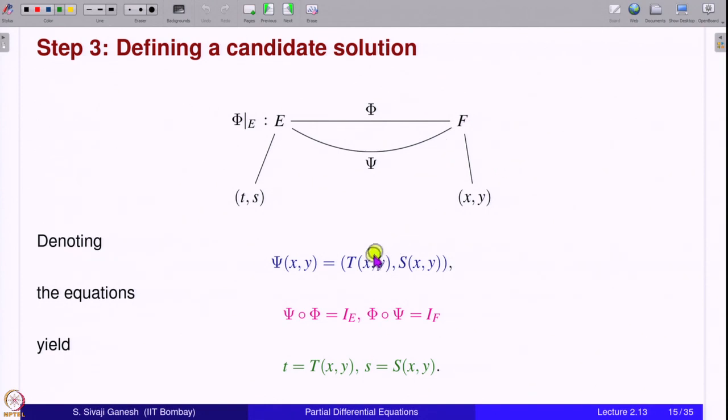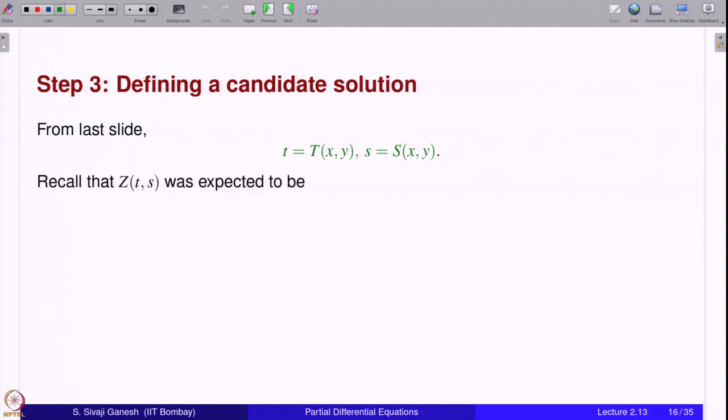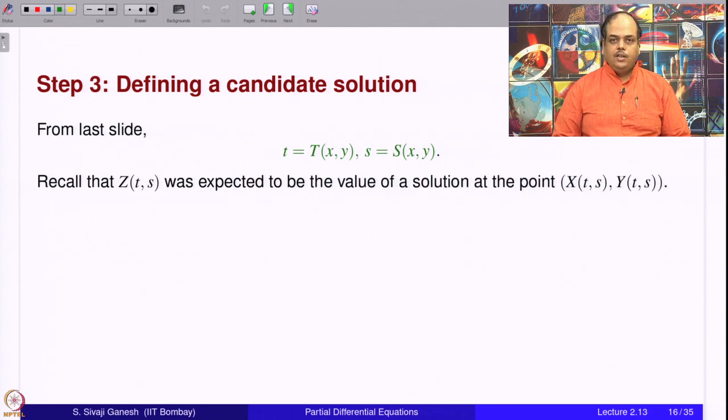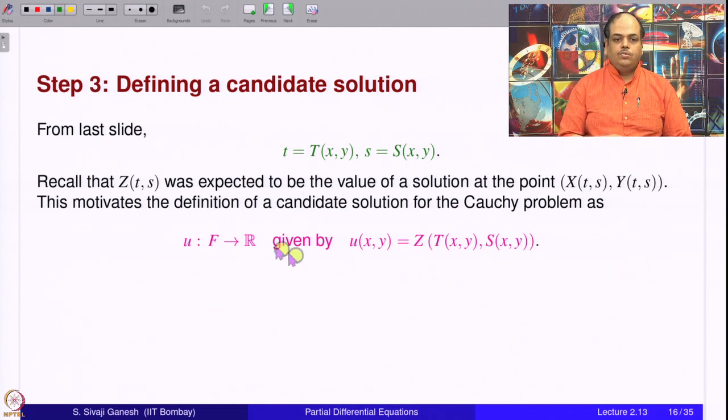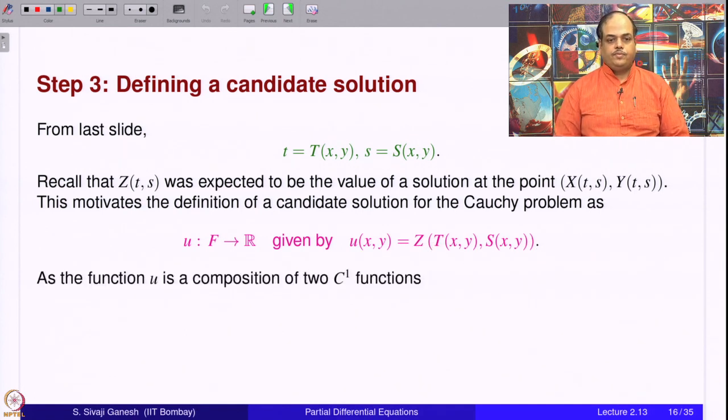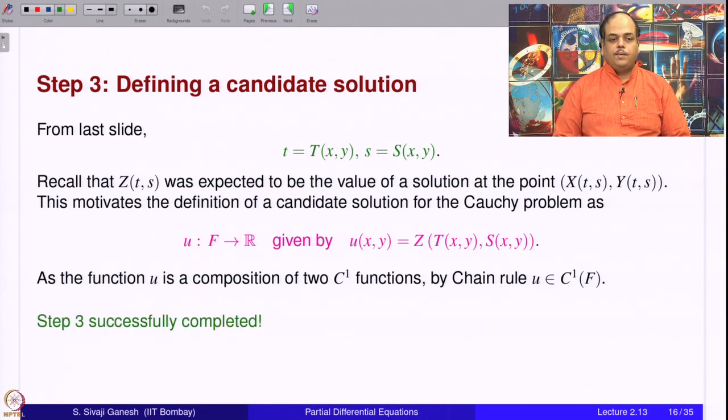And denote psi of (x, y) equal to (T(x, y), S(x, y)), and the equations psi circle phi is identity on E, phi circle psi is identity on F, give T equal to T(x, y), S equal to S(x, y). So, recall that z(t, s) was expected to be the value of the solution at the point (x(t, s), y(t, s)). Therefore, this motivates us to define a candidate solution by using this z. So, u defined on F to R, u of (x, y) equal to z of (T(x, y), S(x, y)). As a function, u is a composition of two C 1 functions, so by the chain rule u itself is a C 1 function on F. So, step 3 is successfully completed. We have defined a C 1 function as a candidate solution.